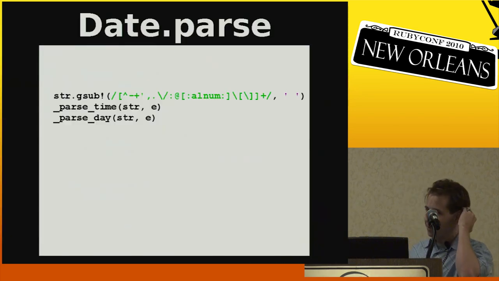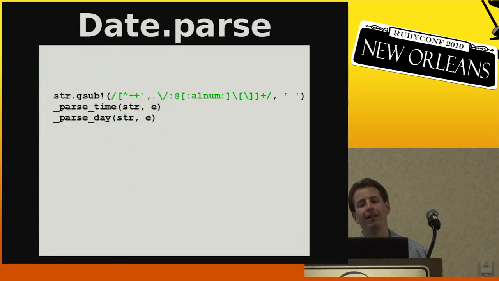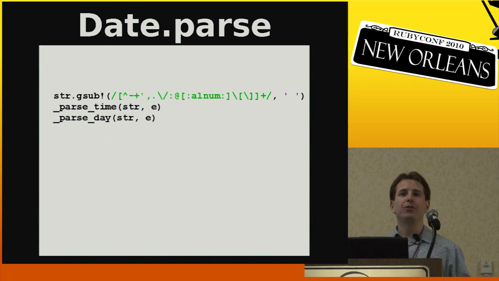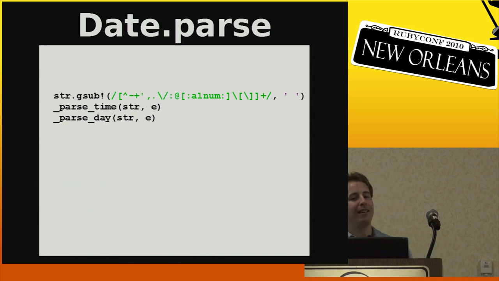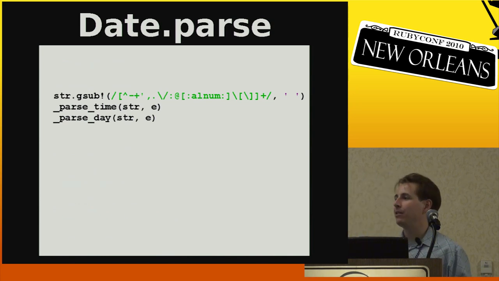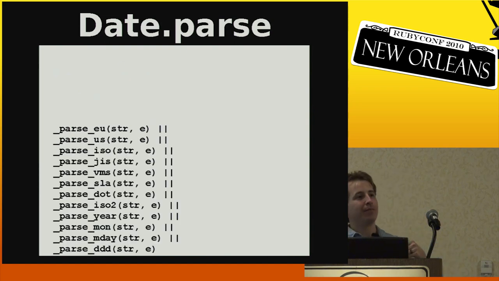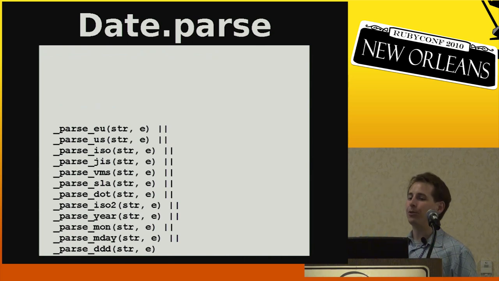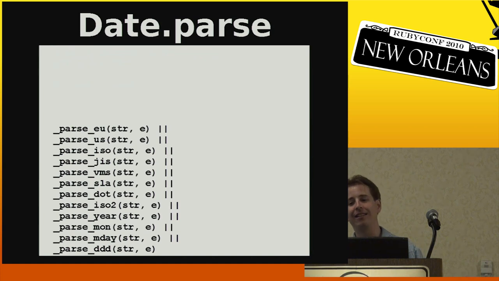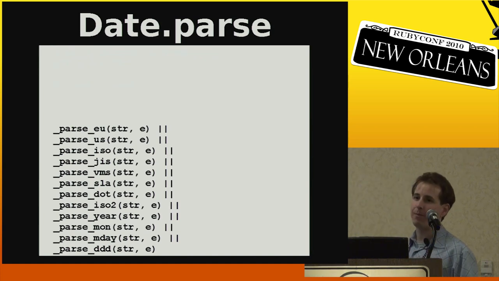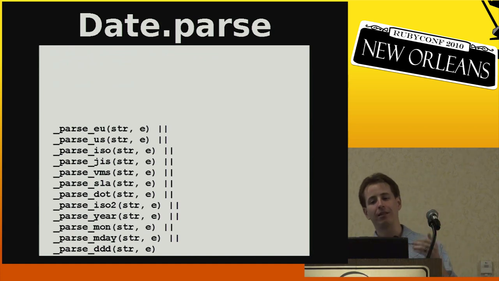Anyway, back on top. After creating the bag, it tries to remove unwanted characters from the string. And then it tries to parse out a time component and a day name from the string. Now, I won't go into details about the parse time and parse day methods, but they both use regular expressions for parsing. After that, it tries to parse out the date using a bunch of different date formats in serial. So if your string matches the regular expression used by parse DDD at the end, its parsing is a lot slower than if it matches the one used by parse EU at the top.